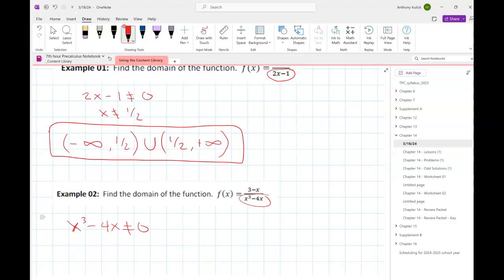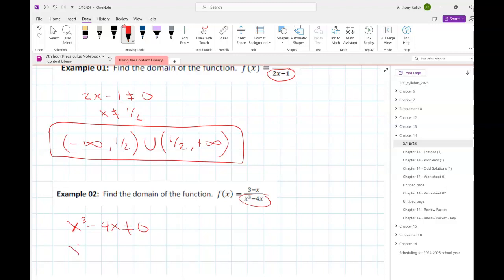It's going to be painful if nobody wants to try to help. I'm going to start calling on people, unless I have some volunteers. What would I want to do to try to start solving this? X cubed minus 4x not equal to 0.